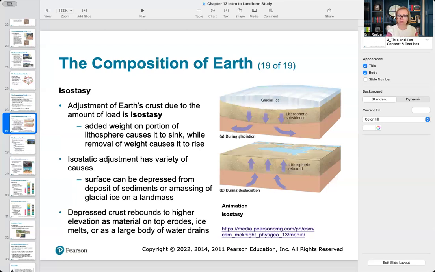Okay, so this process explains why ancient shorelines can now be found high above sea level in places like Scandinavia. The land is still rising after being depressed by ice sheets during the last ice age. Fascinating, right?